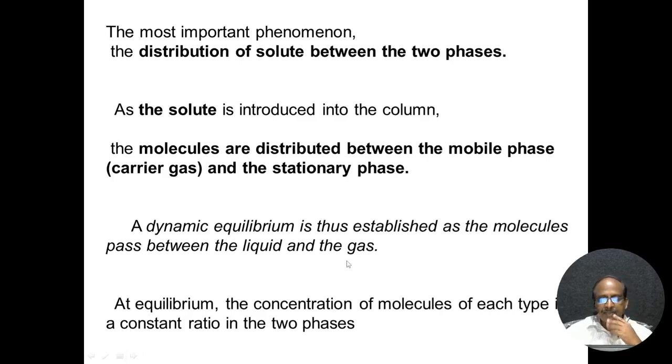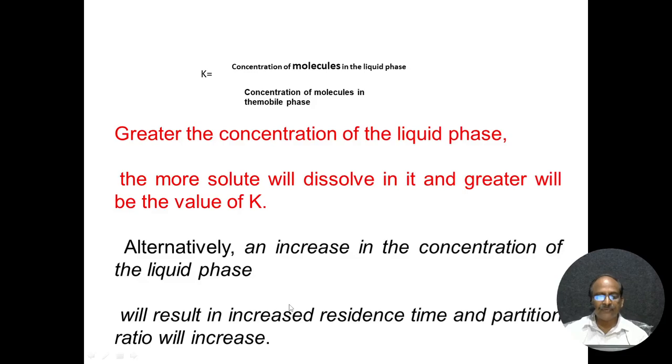A dynamic equilibrium is thus established. The molecules pass between the liquid and the gas, because the gas is the mobile phase and the liquid is the stationary phase. Whenever equilibrium is obtained, the concentration of the molecules of each type is in a constant ratio between the two phases. K is equal to the concentration of the molecules in the liquid phase divided by the concentration in the mobile phase. This is K.